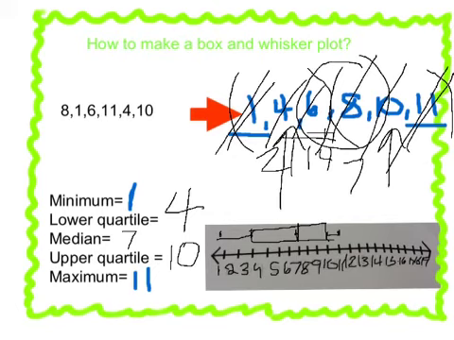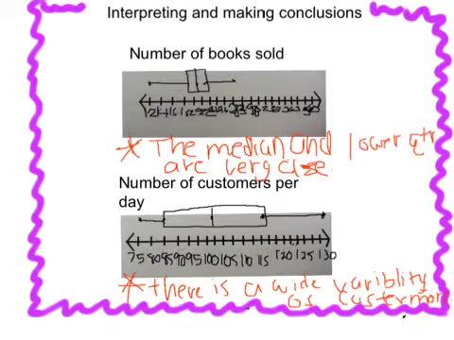See? That was it. Now that you know how to make a box and whisker plot, you must learn to interpret it and make conclusions from it. The first box and whisker plot is on how many books are sold per day. What can you conclude from this? Well, we can conclude that the median and the lower quartile are very close, so around the same amount of books are sold per day.